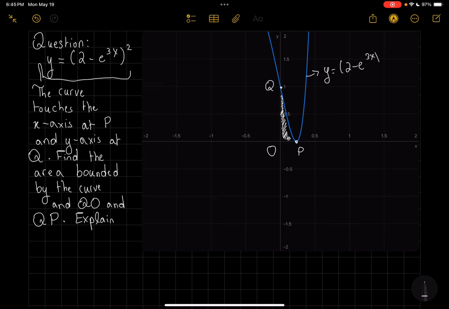So they said the curve touches the x-axis at point P, which is here, and it touches the y-axis at point Q. Find the area bounded by the curve and QO, so this line, and QP, which is this line. So yeah, it's a little not straight. Anyways, this is going to be the shaded region that we want to find the area for.